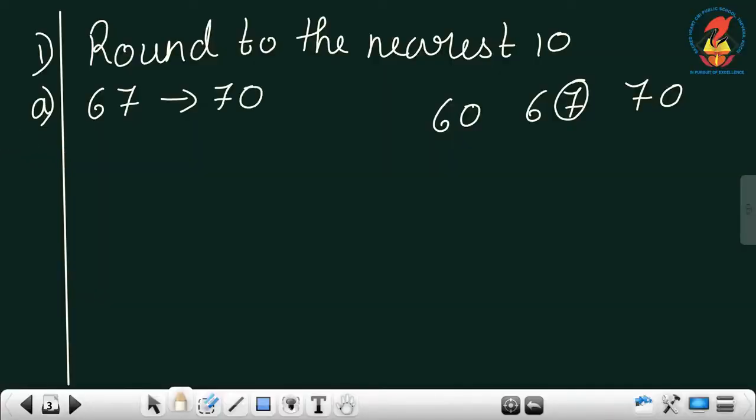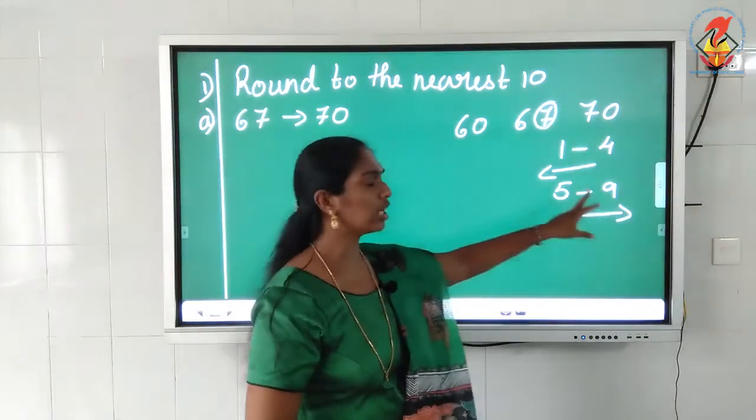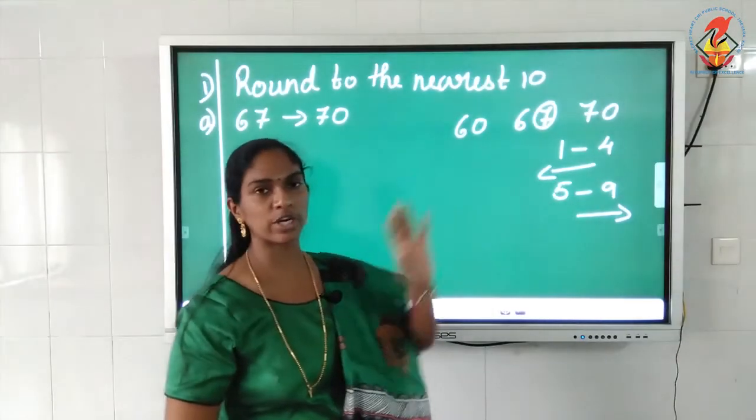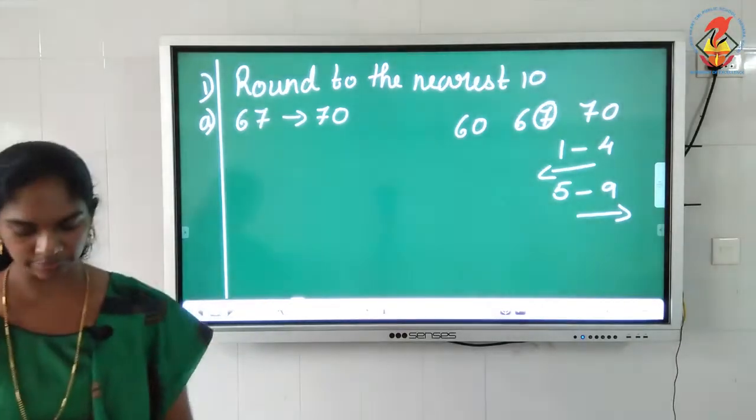I told you numbers from 1 to 4 will go to the first 10 and numbers from 5 to 9 will go to the second 10. So you can see 7 is coming in this section. So 67 will be rounded to 70. Okay, children.